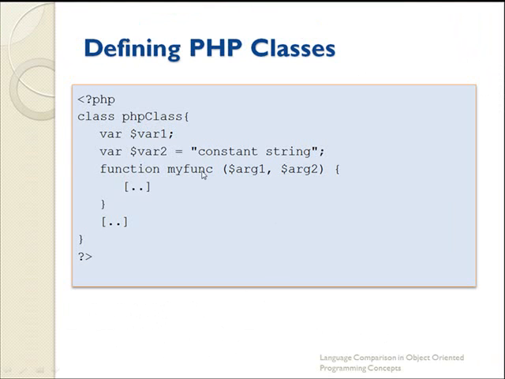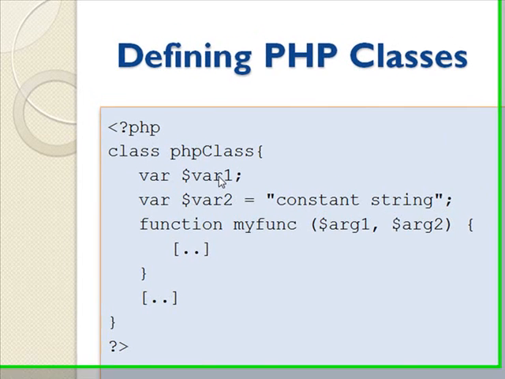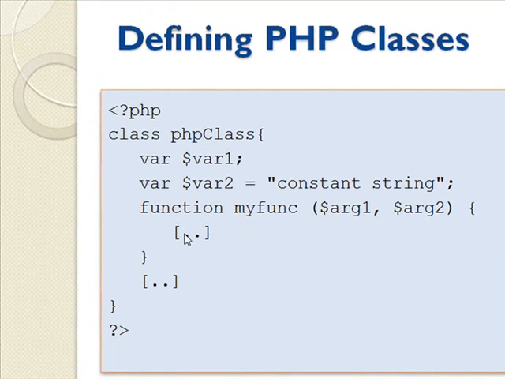Inside the PHP tags, we define the PHP class. Every class definition begins with the keyword class, followed by a class name. Here, you can see the class name is PHP class, followed by a pair of curly brackets which enclose the definition of the class's properties and methods. A set of brackets encloses any number of variable declarations and function definitions.